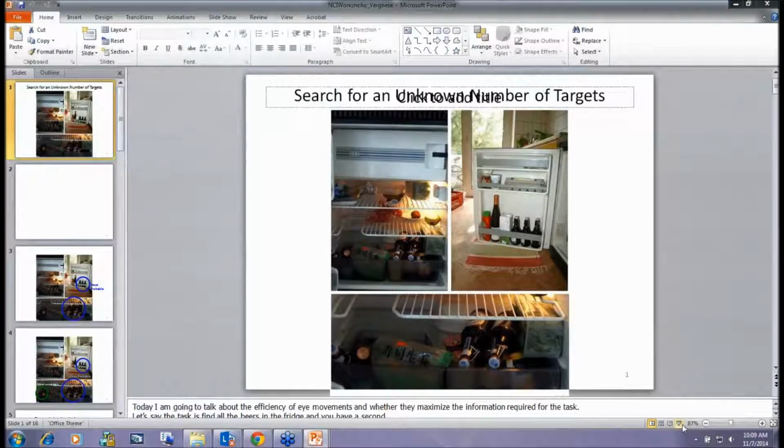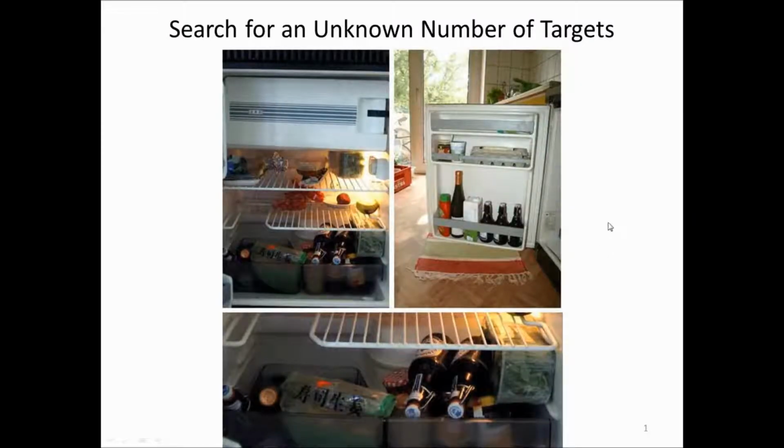Okay, so I've been looking at searching for an unknown number of targets. Some of you have seen this image before. If you have, you can't participate. The question is, find all the beer bottles in the fridge, and you have 1 second. Okay, how many? Not one, all.